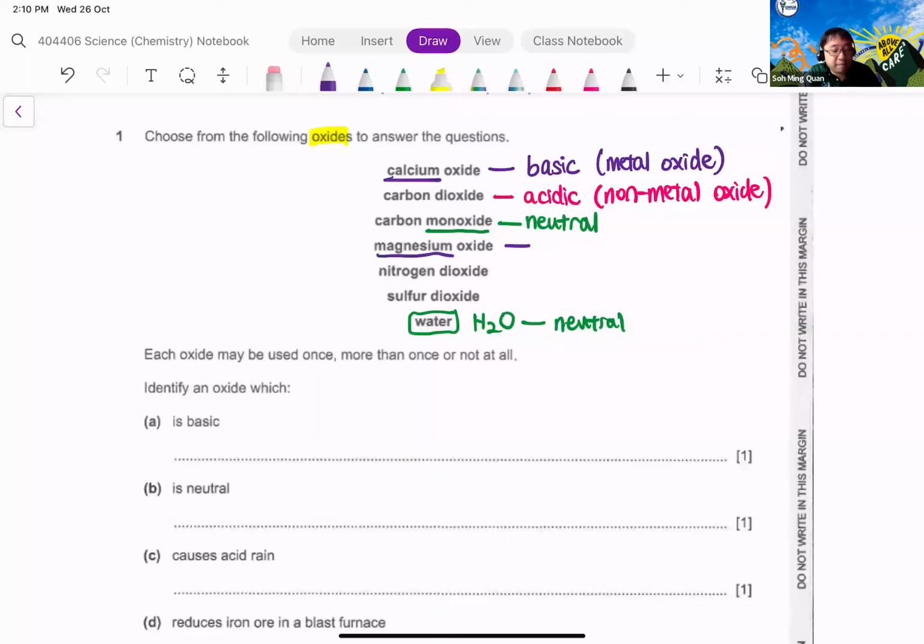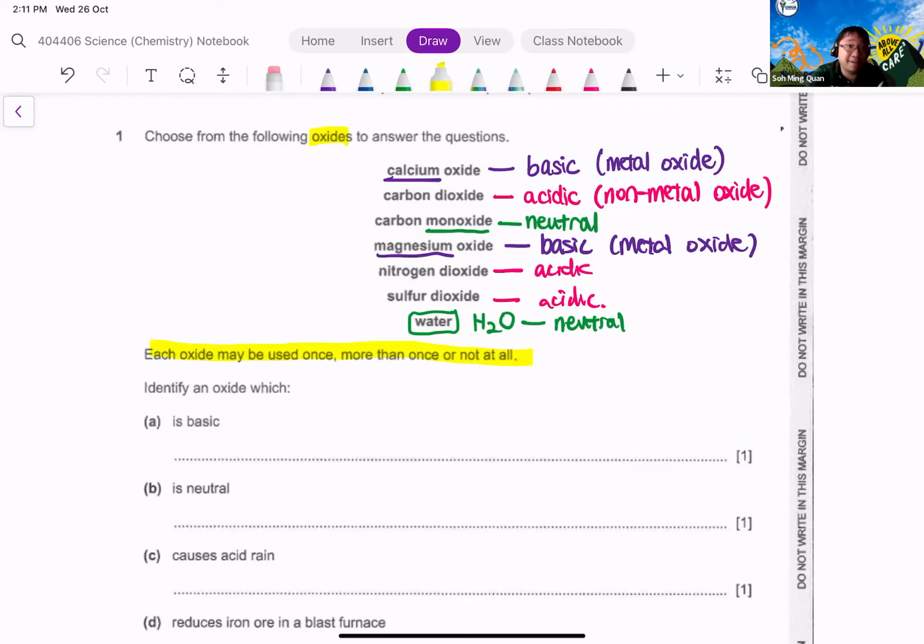Magnesium oxide. Magnesium is a metal, so it's basic oxide again because it's a metal oxide. The next 2, nitrogen dioxide and sulfur dioxide, they are acidic oxides. Okay, why are they acidic? Because nitrogen and sulfur, they are non-metals, so they form acidic oxides. Okay, so with that, I think it's quite easy to do. Now, please take note that each oxide may be used once, more than once, or not at all. So you may even have options that you never use in your answers at all.